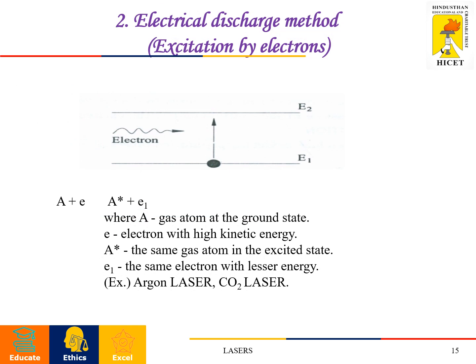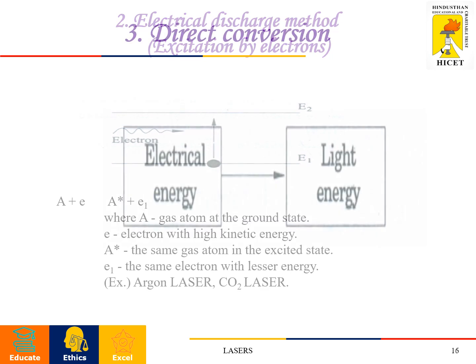Number 2, electrical discharge method, that is, excitation by electrons, where the electron hits the atom in the ground state E1 and makes a transition to the excited state E2. That is, A plus electron gives A star plus electron, where A star is the same gas atom in the excited state, and the electron, after giving its energy to the atom A and promoting it to the excited state, will lose its energy and fall down to the ground state. Example: argon laser, carbon dioxide laser.